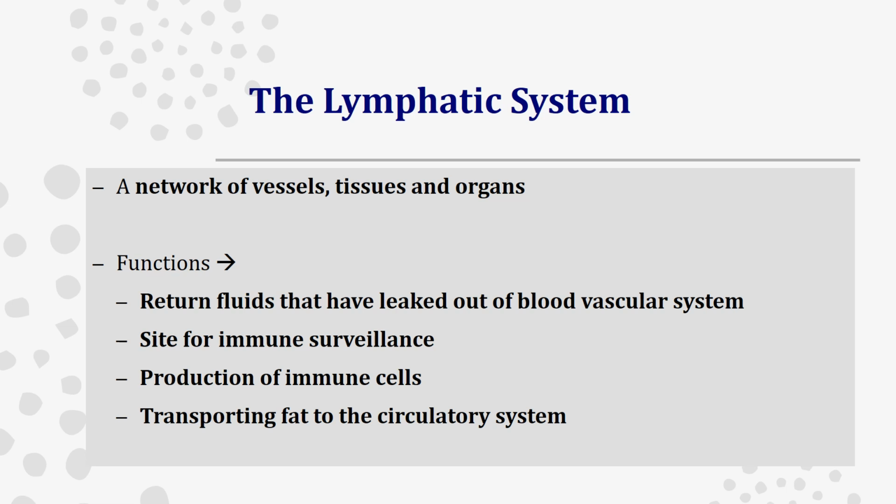Okay, so what is a lymphatic system? The lymphatic system is literally a network of vessels, tissues, and organs. They function mainly to return fluid that has leaked out from the blood vascular system. They are a site for immune surveillance, because all your immune cells, mostly the lymphocytes, are going to play an important role here. This is where you'll find them.